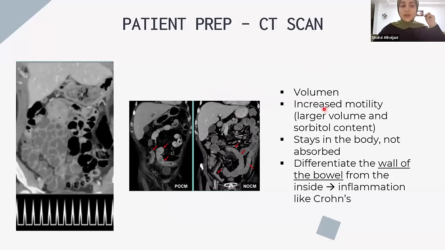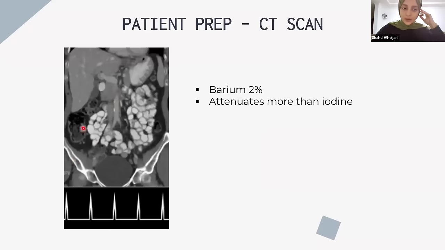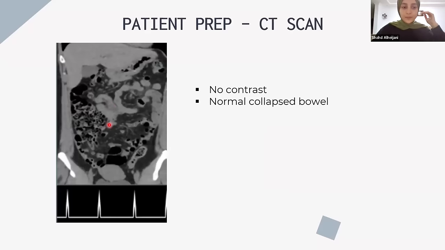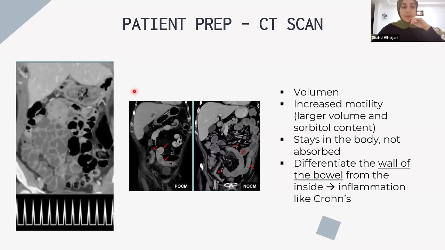But Volumen is important because, first thing you can notice here is the increased motility. So you can see here, there will be high motility. And then it will stay in the body, it won't get absorbed. And why do we use Volumen? When do we use it? To differentiate the wall of the bowel. So you can see compared to the other contrasts given, compared to this one or the normal one, you can't really tell the wall of the bowel. You just see the bowel as white. But here, you can see the wall of the bowel and the inside.